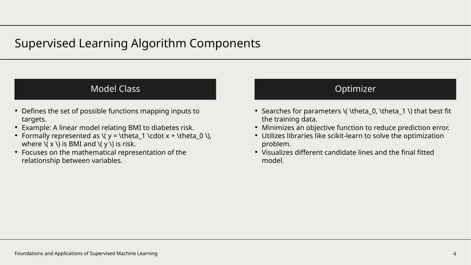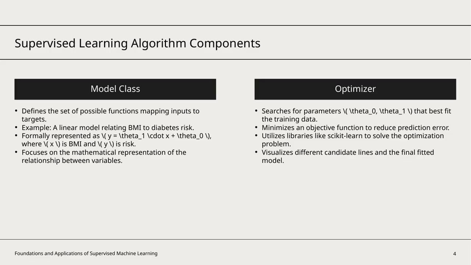Visualizing the process can be really helpful, so imagine plotting different candidate lines on a graph to see which one best captures the data trend. The optimizer then selects the final line, or model, that fits the data best.